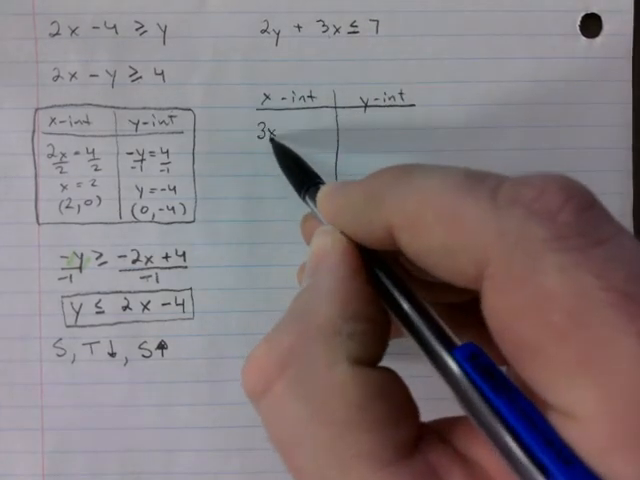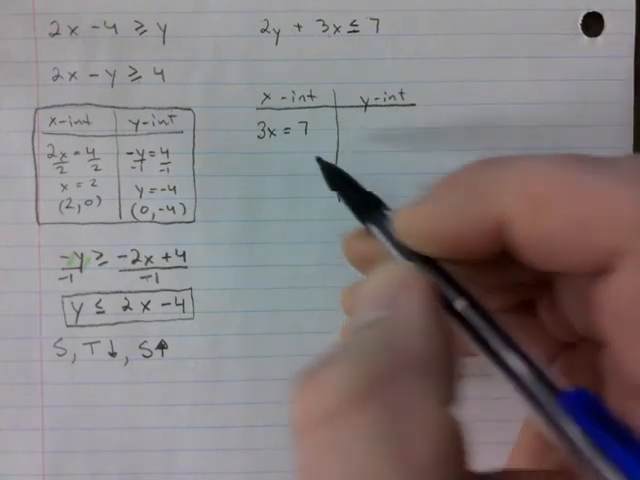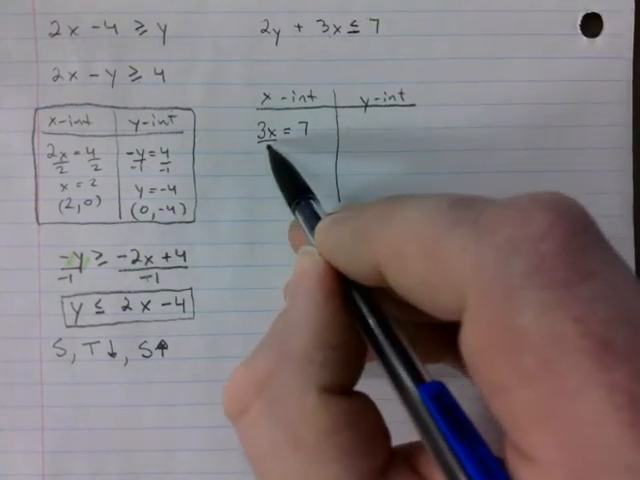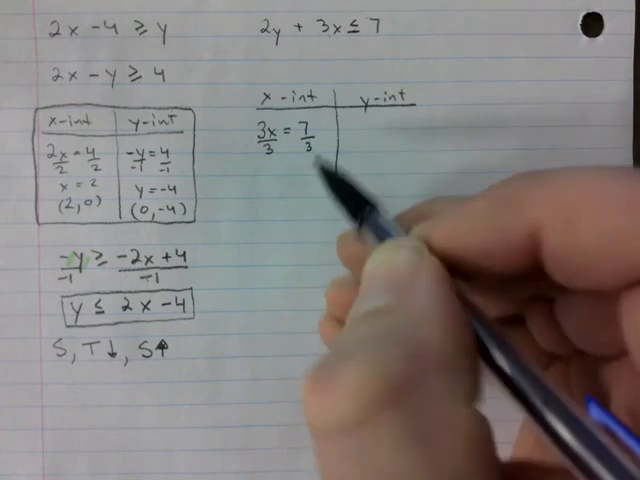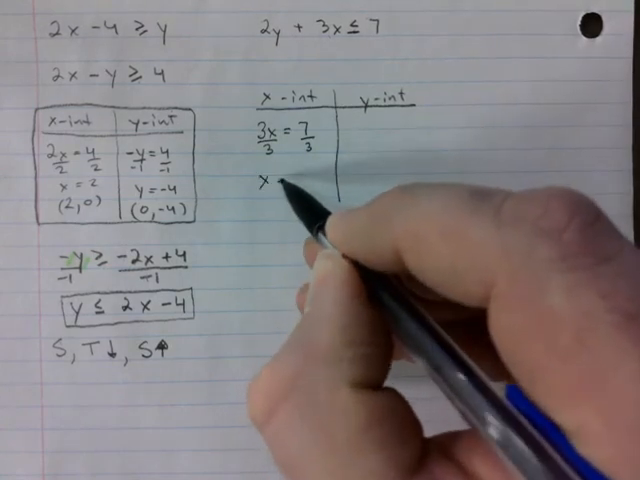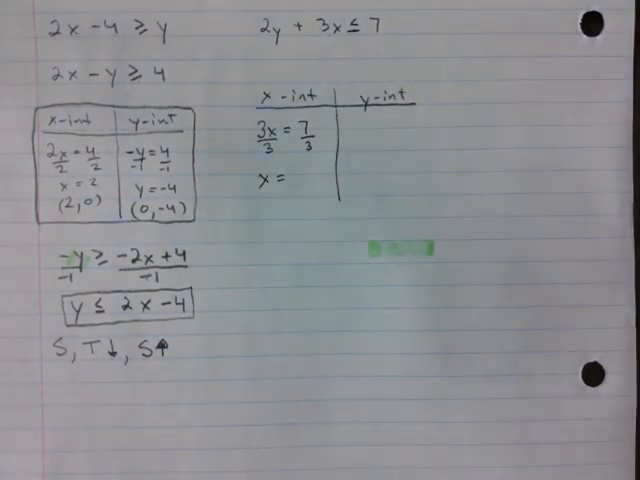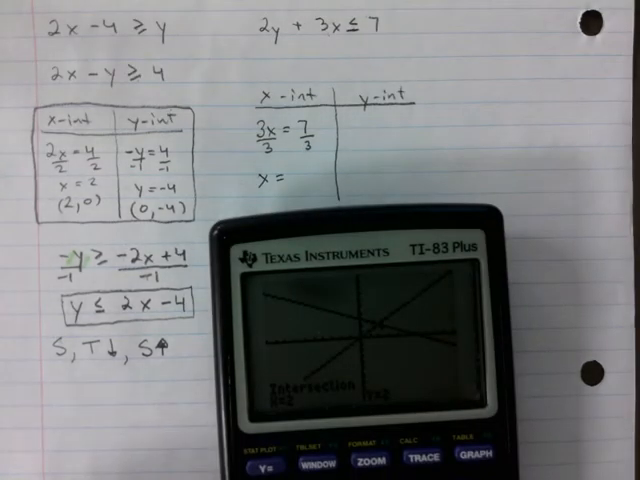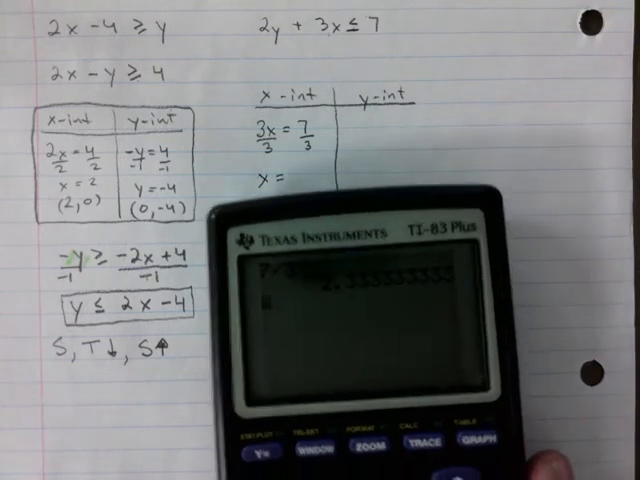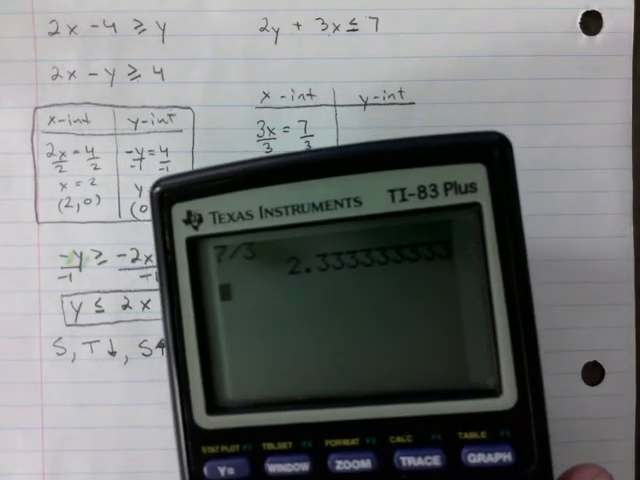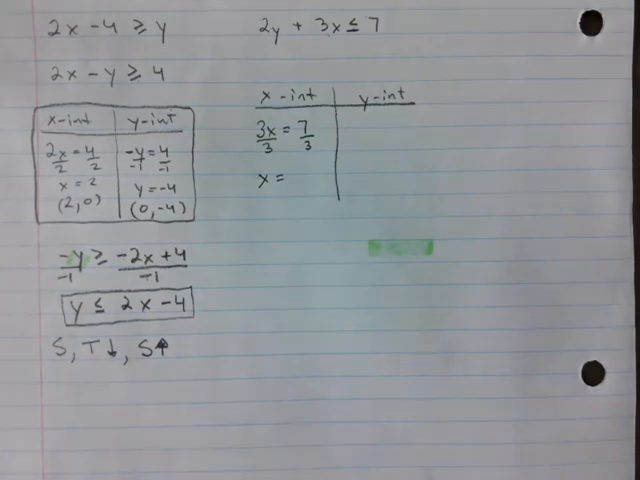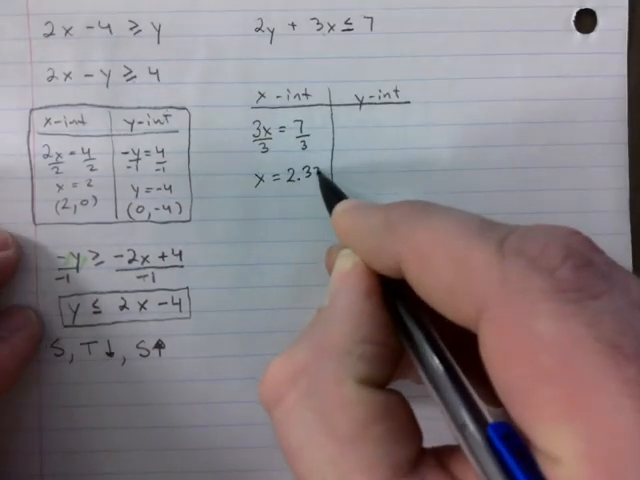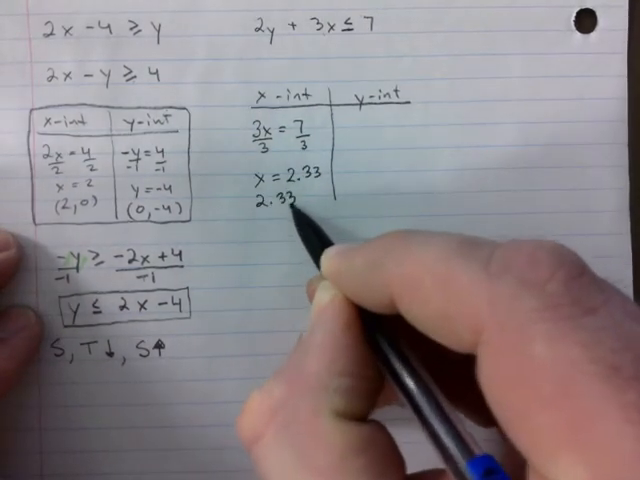So it's 3x, 3 and 7, that's not going to be pretty, is it? Nope. So when you're doing the intercepts, they're there for you to graph. I want you to do this, right? If you're not sure, write it as a decimal. I'm going to round it to 2 decimals. So it's 2.33. So 2.33, 0.